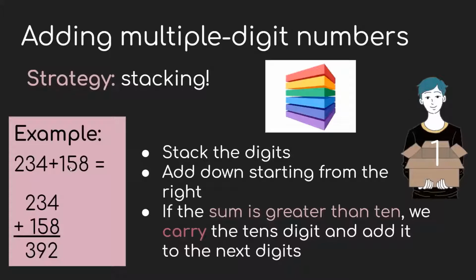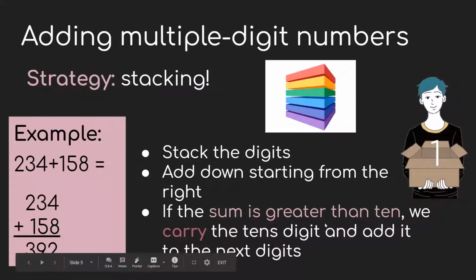234 plus 158. We're going to start by stacking the digits, so we write it in a new form. Then we see that we have to start adding down from the right. So starting from the right, we have 4 and 8. We're going to add downwards. So 4 plus 8 is equal to 12.